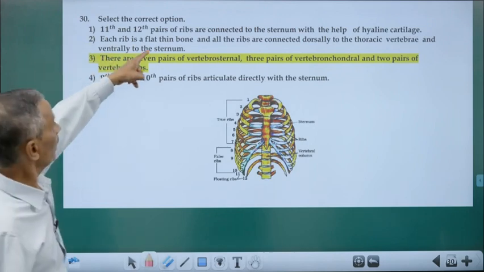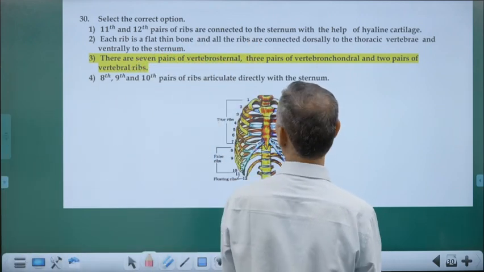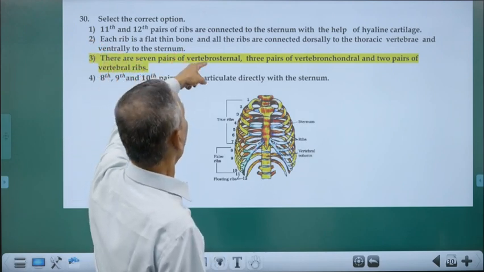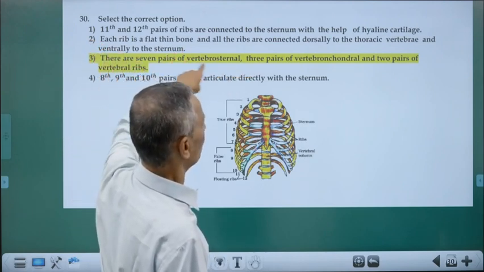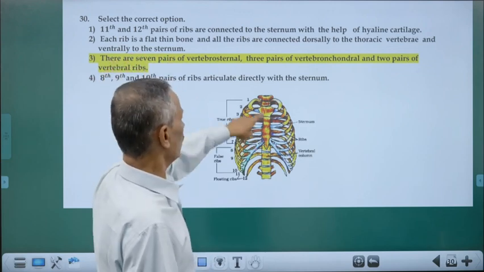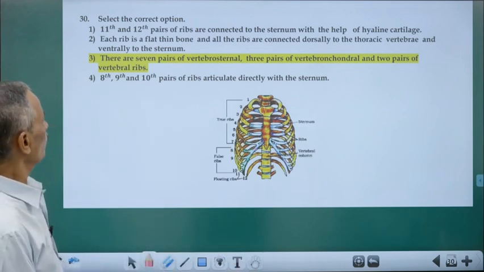And coming to the last question from this chapter, as I told you, select the correct option. The 11th and 12th pairs of ribs are connected to the sternum. No, they are all floating ribs. Each rib is a flat thin bone, correct? And all the ribs are connected dorsally to the thoracic vertebrae. That is correct. Ventrally to the sternum. No, only the first 7 are connected to the sternum ventrally.